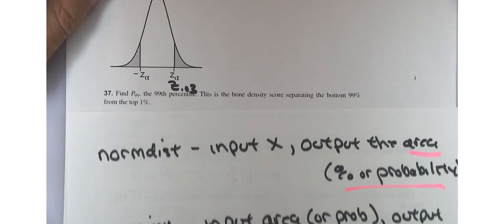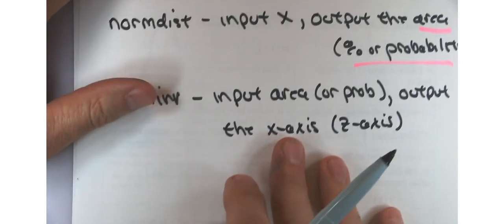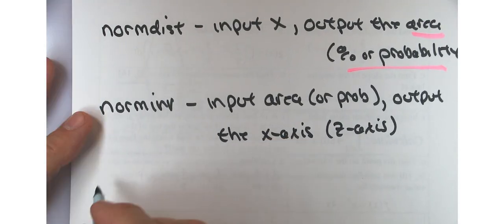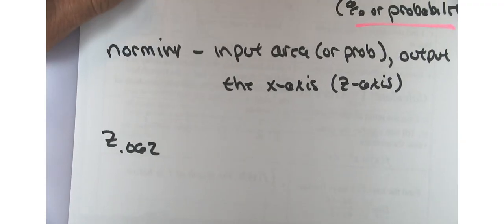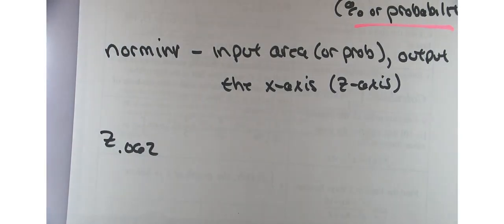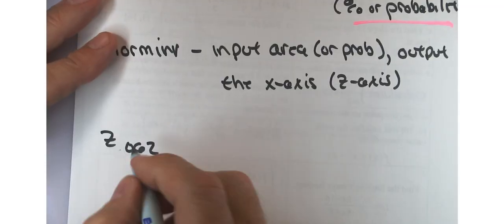Let's try one more with one of these Z sub alphas here. Let's try Z sub 0.062. No, Z sub 0.62. That makes a difference. Let's put that decimal in the right spot. Z sub 0.62.